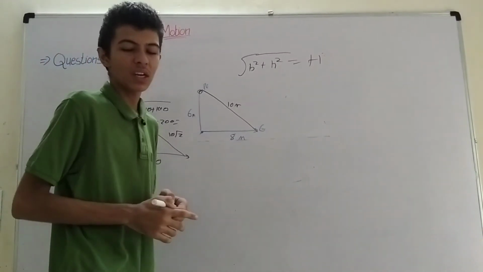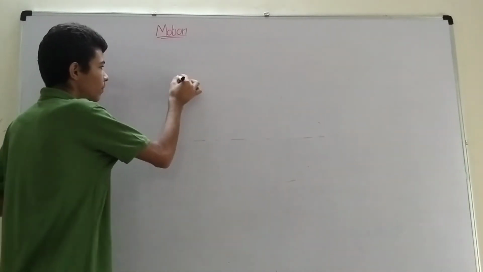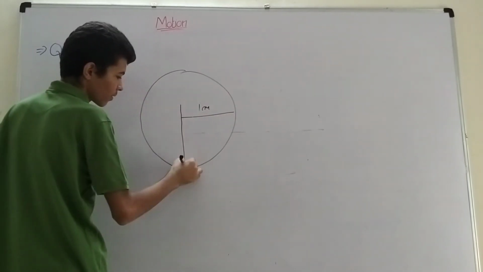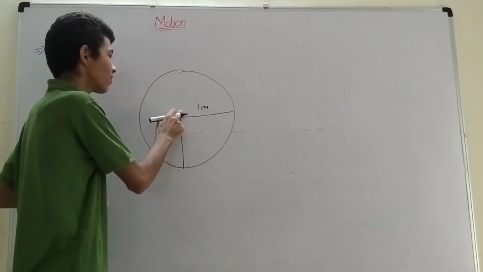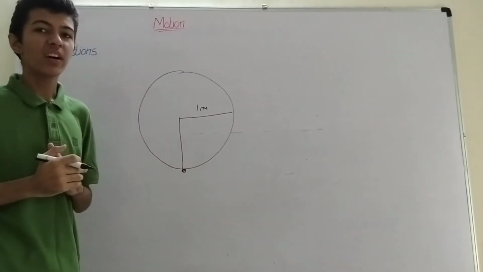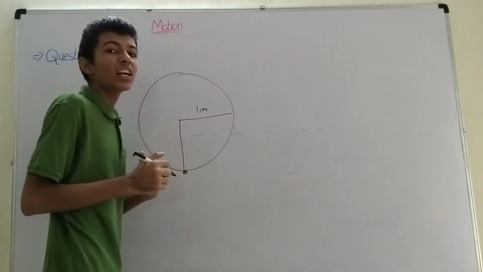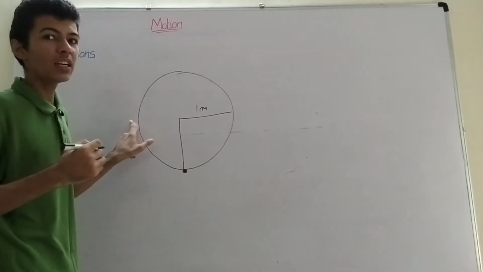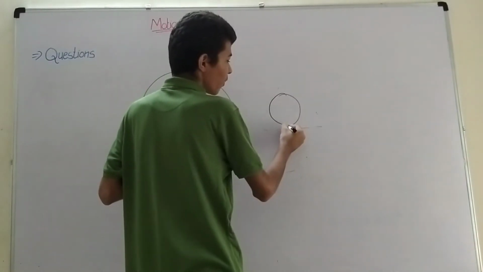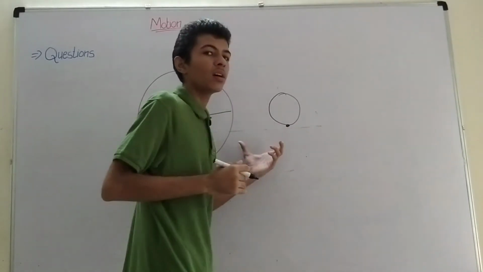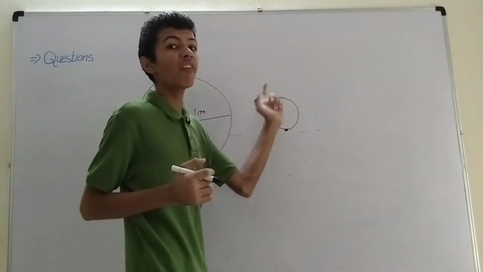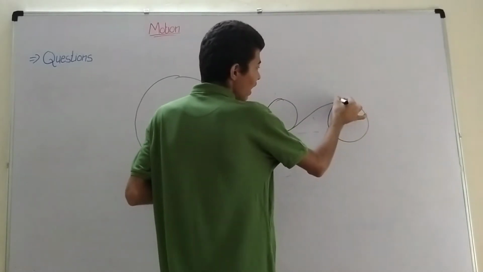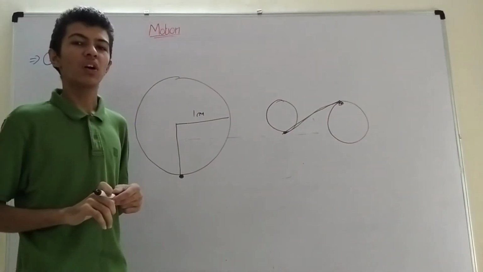So let's move to question number 3. In this question, we have a wheel of 1 meter in radius, and the point is at the bottom. After a half revolution, we have to find its displacement. Let's take the point as here. What would be the displacement when the wheel covers half the distance? It would be when this point reaches the top. So we have to find out this distance. Pause this video and give it a shot.